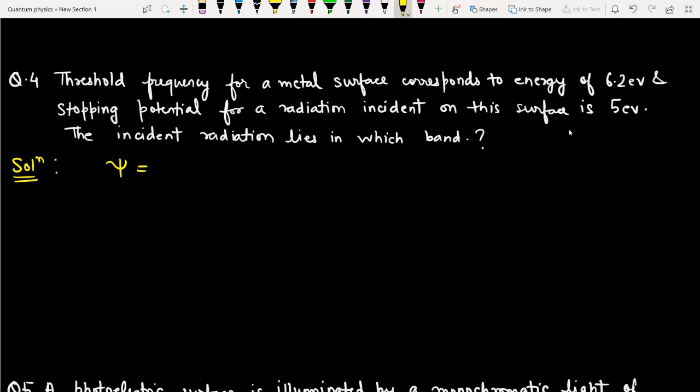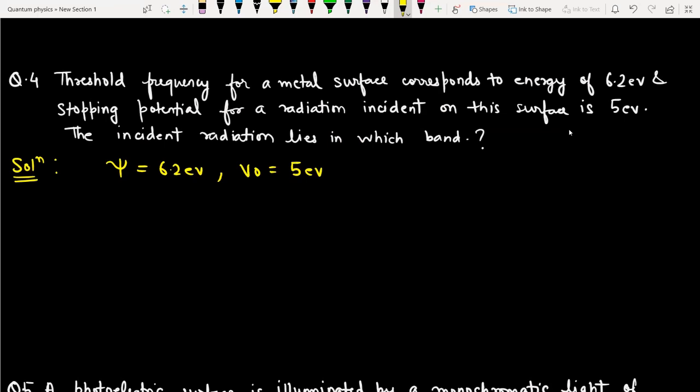Threshold frequency is the minimum frequency which is required to trigger the photoelectric effect, so it obviously corresponds to the work function. So we are given the work function of the metal surface, and this is given to be 6.2 electron volts. And we are given the stopping potential, V0, as 5 electron volts. Now we have to calculate the wavelength, because there is only one way through which we can know in which particular band the incident radiation lies, and that is to calculate the wavelength.